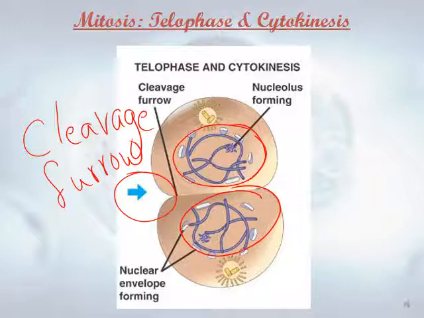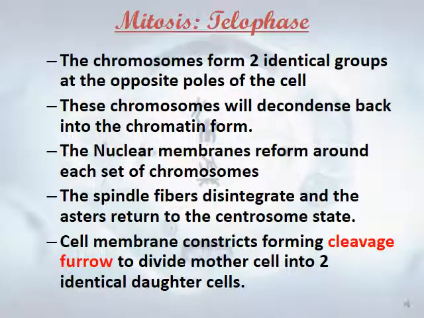The nuclear membrane will reform, appearing again around each set of chromosomes. Here the nuclear membrane will start to reappear, and the spindle fibers disintegrate. The cell membrane will constrict. This is the constriction site. It will constrict, forming what's known as the cleavage furrow to divide the mother cell into two identical daughter cells.